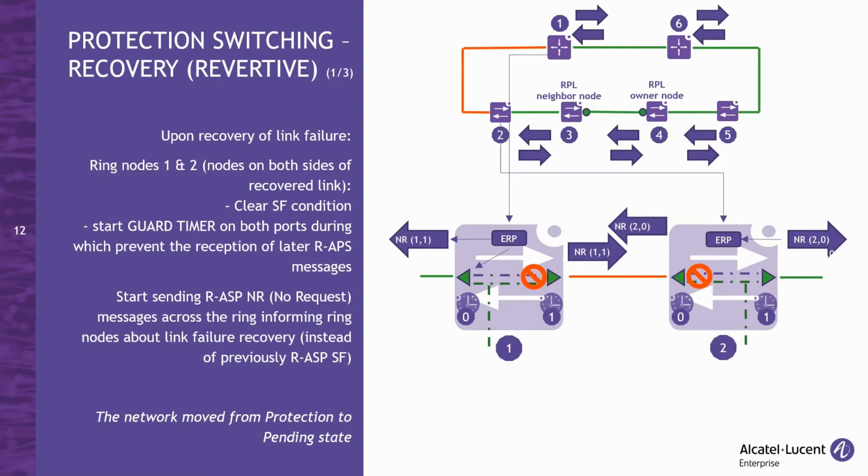They will also start sending their own RAPS messages with no request code instead of signal fail code, informing other nodes about link recovery. Note that nodes 1 and 2 will still block traffic over the ports of the recovered link, as they started during protection state. This phase of the network is now called pending state.